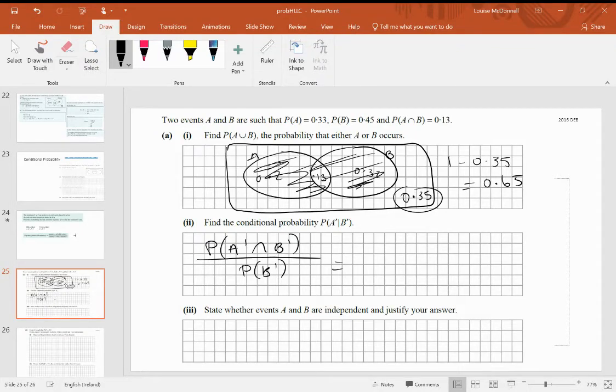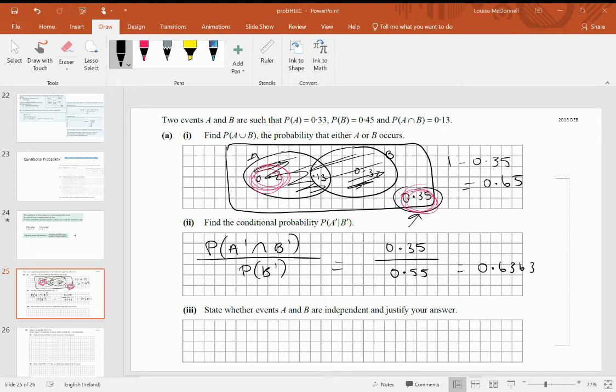So what we're looking at here is the probability that A doesn't happen and B doesn't happen, which is your 0.35. So we put 0.35 on the top. And then the probability that B doesn't happen. So the probability that B doesn't happen is the 0.2 and the 0.35, because they're the two things that are outside of B. So add 0.2 and 0.35 and we get 0.55. Okay, and then you just put that into your calculator and you end up getting 0.6363 recurring. Okay, again, that would be worth 5 marks.